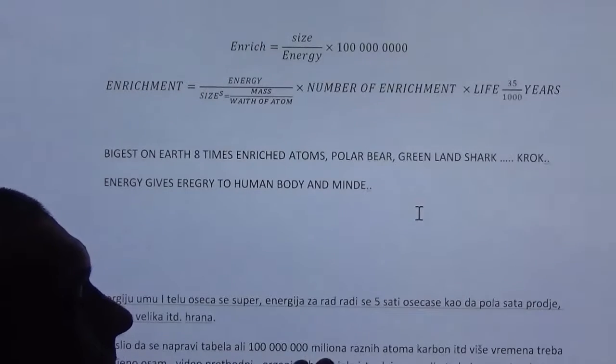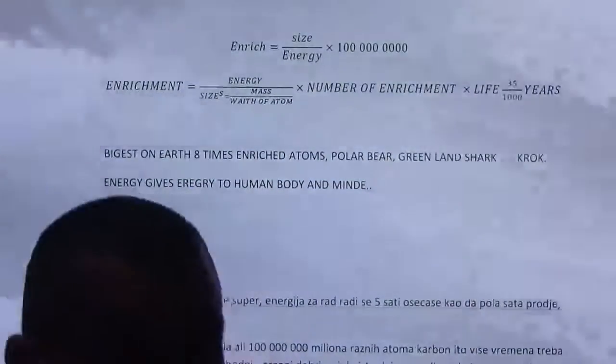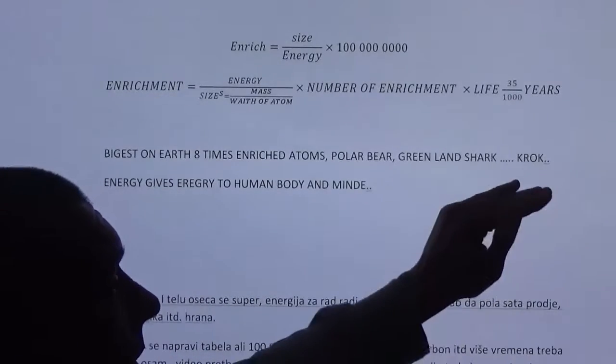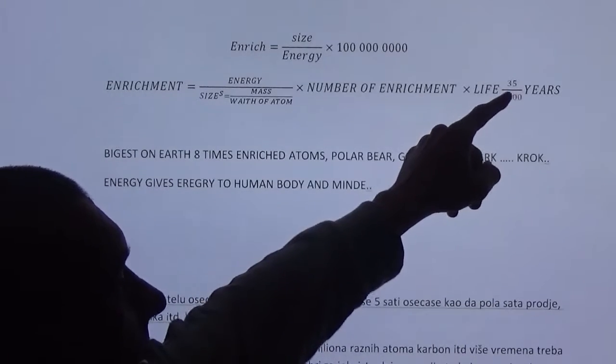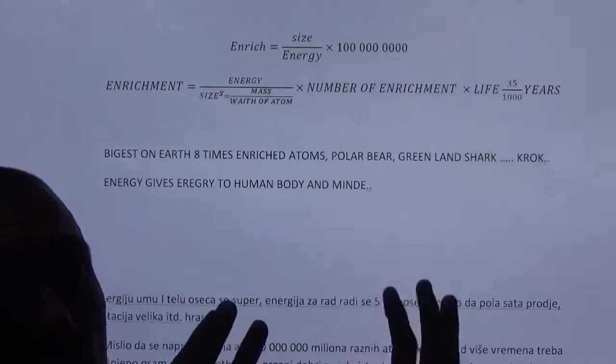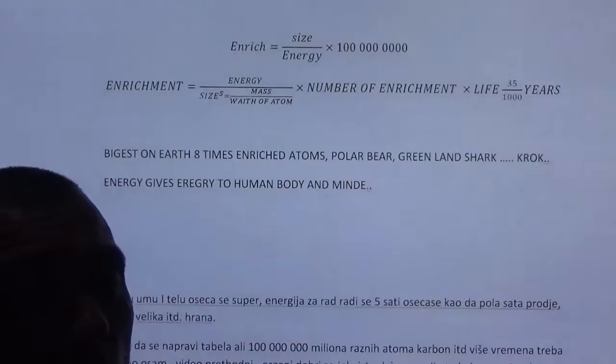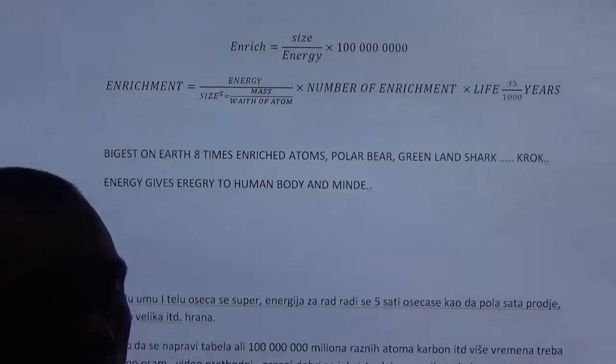But let's say a polar bear on the Antarctic, it is 8-9 times enriched atoms that the polar bear is made out of, and so on. But some calculations in my physics say that if atoms were enriched 35 times, and there are none on Earth known enriched more than 10 times, 10 times, 8 times would be like the top.